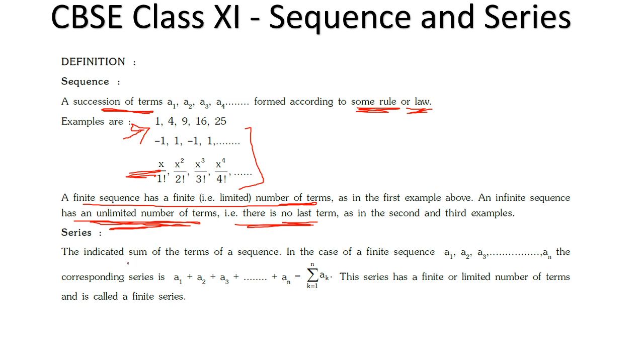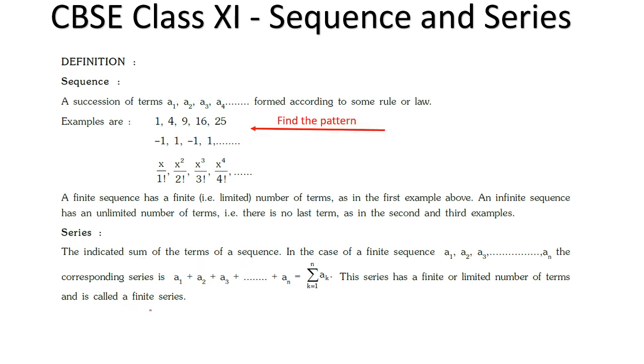Also, a series is an indicated sum of terms of the sequence, that is, it's simply the addition of all these given terms. So in the case of a finite sequence such as a1, a2, a3 till an, the corresponding series is going to be the sum of a1 plus a2 plus a3 till the last term, that is an, where we can write it as summation ak, where k starts from 1 and goes till n. This series has a finite or limited number of terms, and it's also called a finite series.